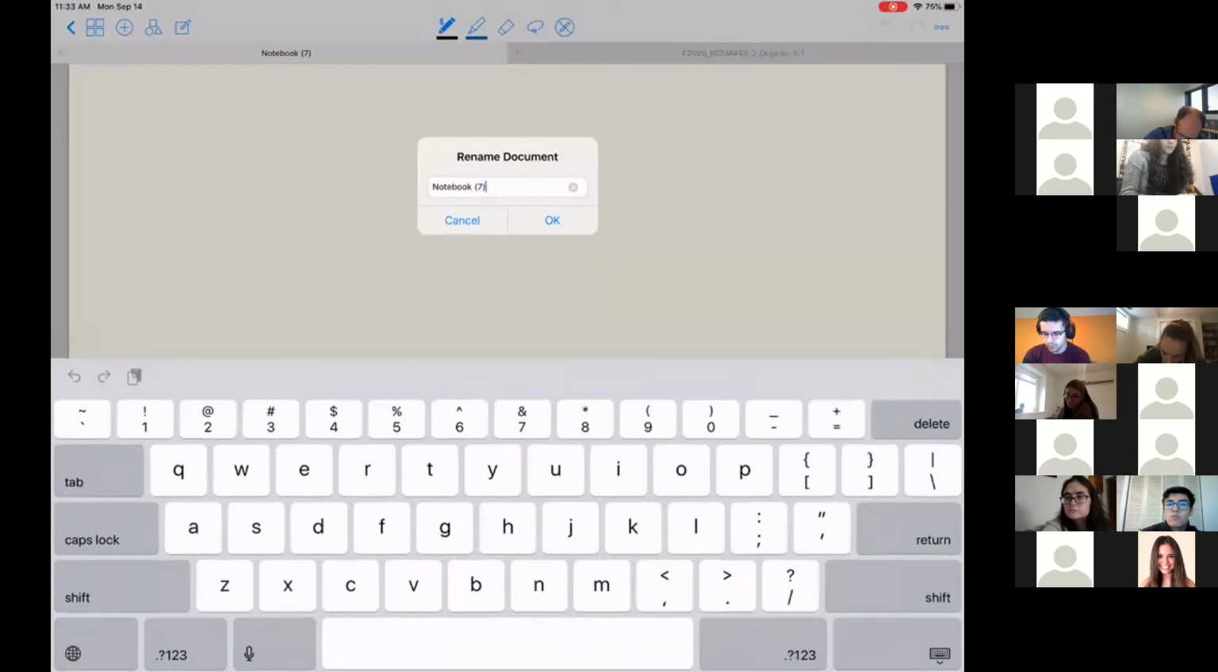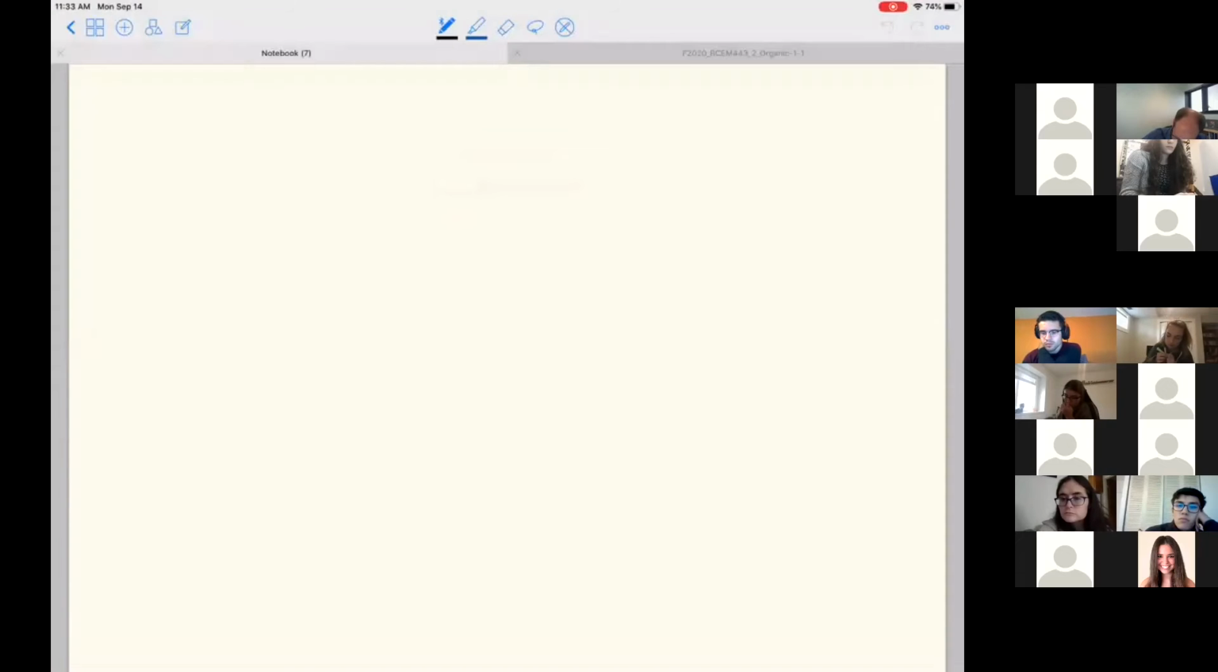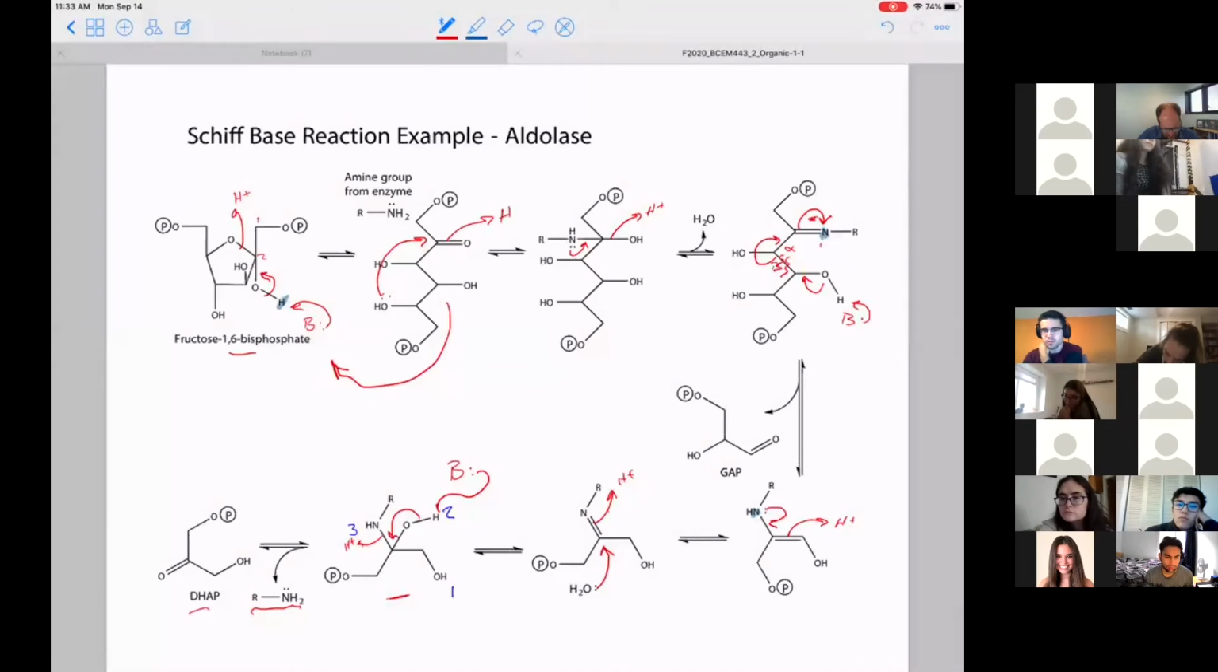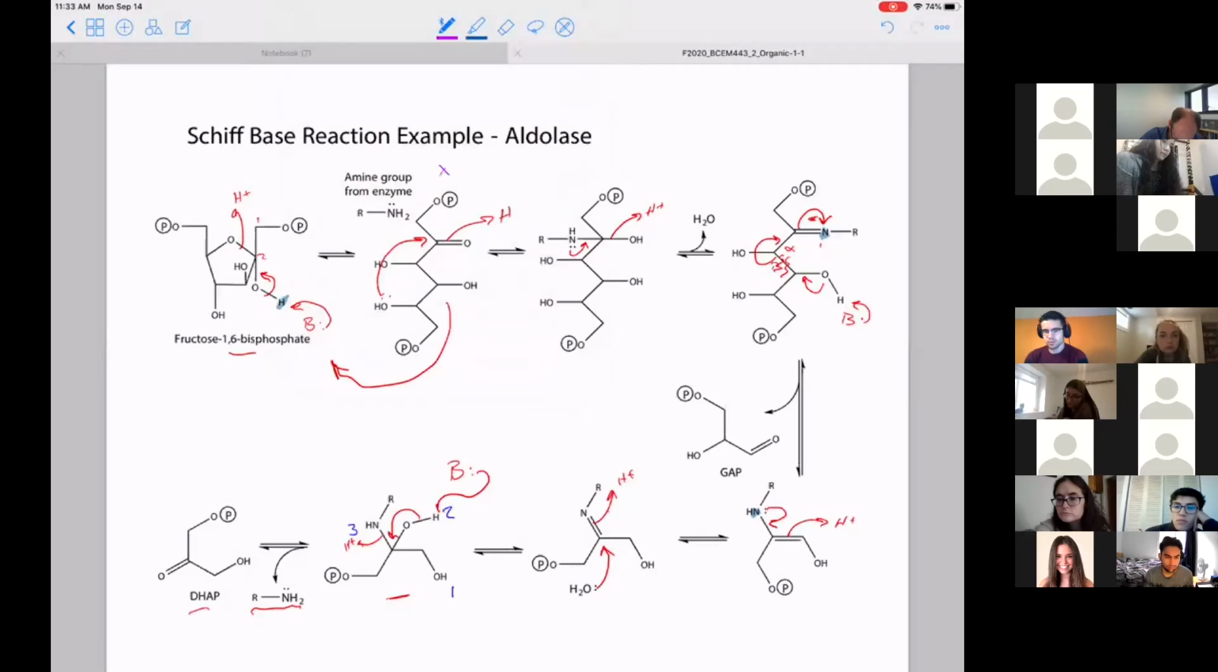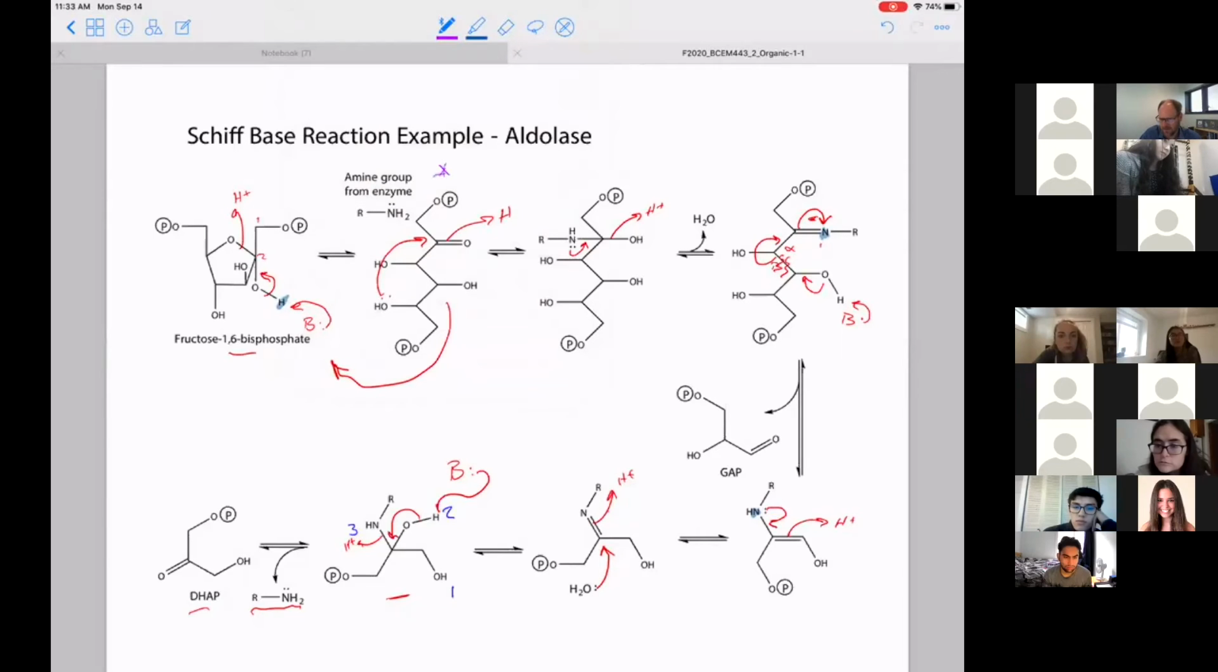Okay, I got to go back and look at that structure. So, oops, that's not what I want. Here we go. Aldolase example again. So whoever's asking, the question is about this structure here, whether the carbon is electrophilic or the carbonyl is. Is that the question? Yes, the carbonyl is electrophilic.